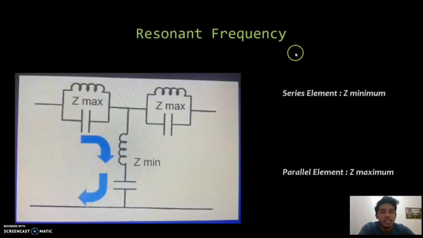Second, resonant frequency. Resonant frequency, series element Z minimum. In parallel element, Z maximum. It's simple for you to memorize it. It will be opposite. As you can see here, Z maximum, Z maximum, Z minimum. Series element Z minimum, parallel element Z maximum. You can see the arrow go through here. This is resonant frequency.